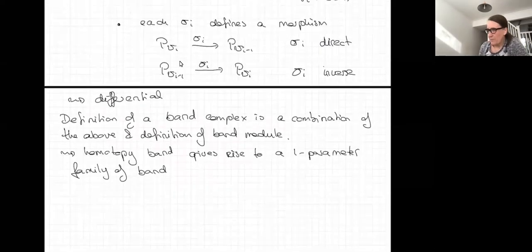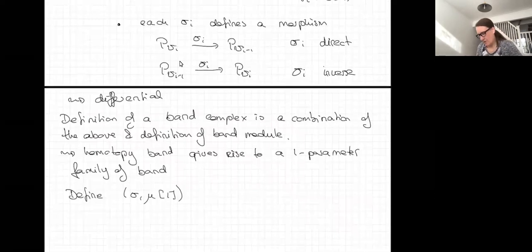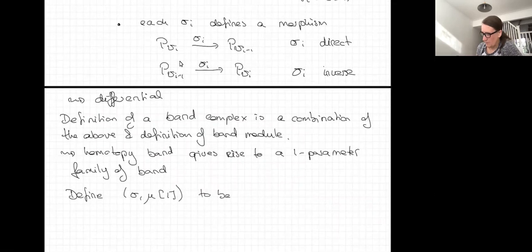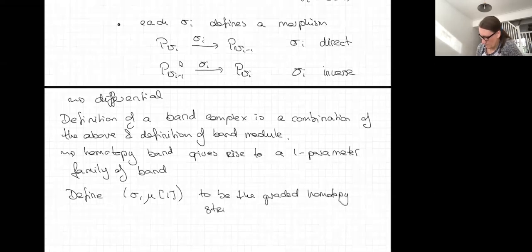So then we also define a shift of the grading, and we define it in the following way: if we have a homotopy string with a grading mu, then the homotopy string with the shifted grading is the graded homotopy string of the shifted complex, of P sigma mu shifted by 1.